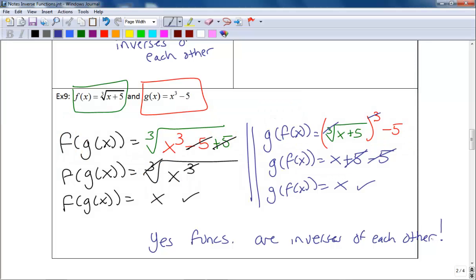The next video is going to deal with how to find the inverse of a function and graphing both of them on the same coordinate system.